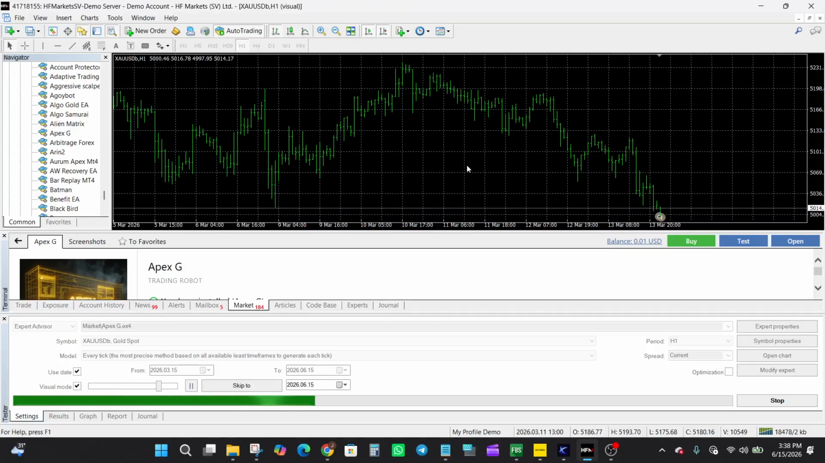Now, when assessing historical backtest results, remember that performance can vary significantly depending on broker execution, spreads, slippage, risk settings, position sizing, optimization choices, and overall market conditions. Overall, the Apex GEA for MT4 is presented as a gold focused automated trading system that combines price action analysis with pattern recognition while maintaining defined stop loss and take profit management. As always, thorough testing, optimization, and risk assessment should be completed before considering any live deployment.